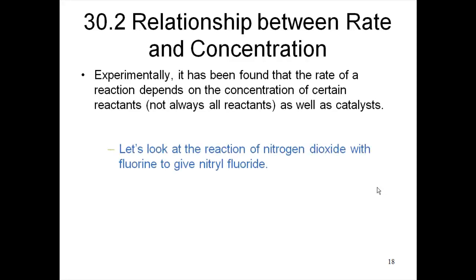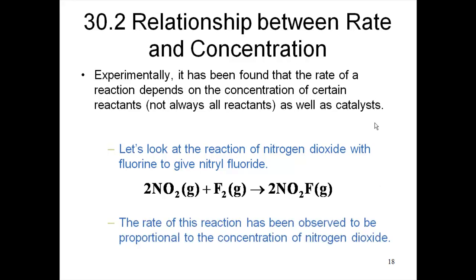Let's look at a reaction of nitrogen dioxide with fluorine to give nitryl fluoride. You've got two NO2s plus an F2 gives you two NO2Fs. The rate of the reaction has been observed to be proportional to the concentration of nitrogen dioxide. What that means is, if I hold the concentration of fluorine constant and change the concentration of NO2, say double the concentration, I find that the rate doubles. There's a linear relationship between the concentration of NO2 and the rate. And I found that information out by designing an experiment that allows me to see that.